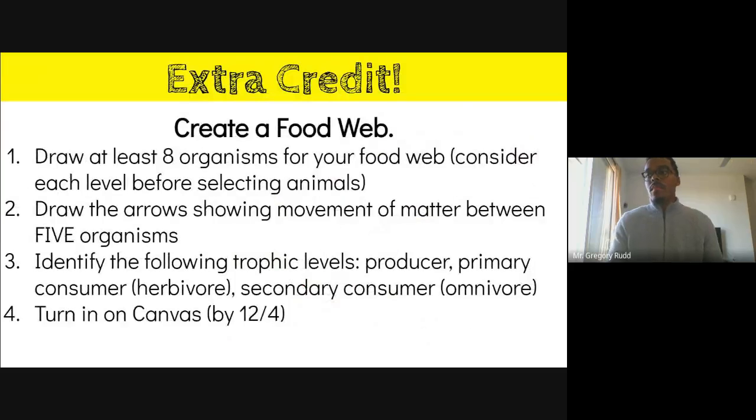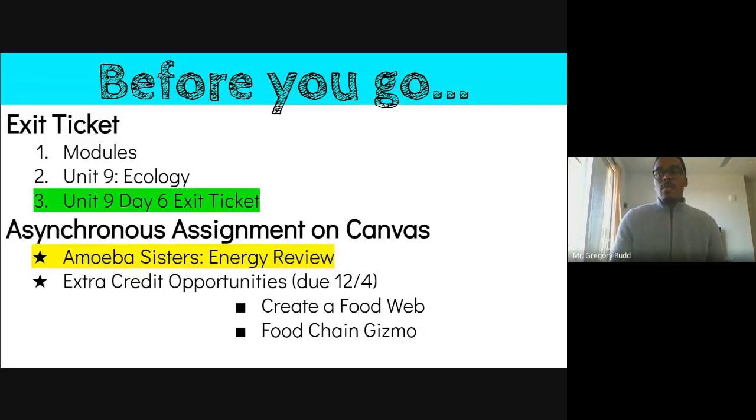Good job with that. All right, so there is an extra credit activity available to you all on Canvas in this Unit 9 module all the way at the bottom. I don't want you to do that if you know you have missing assignments, as most of you do. Do the missing assignments first, and then you can think about coming back to do a food web. Today, we do have an exit ticket. We also have an asynchronous assignment. So go ahead and knock both of those out. It shouldn't take you too long to do them.